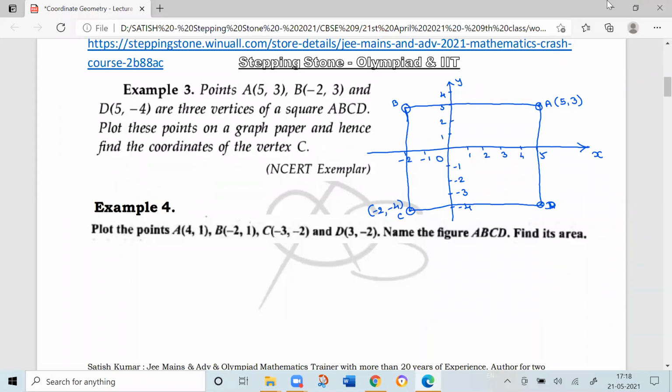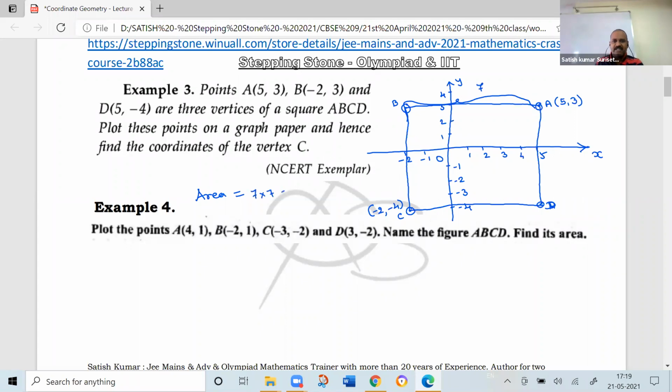Suppose it is asked for the area. What is the area of this square? What is the area formula of a square? Side into side. What is the side length here? 7 units. Correct. This length, here it is 5 and here it is 2. So 7 units. So the area will be 7 into 7, that is 49 square units.